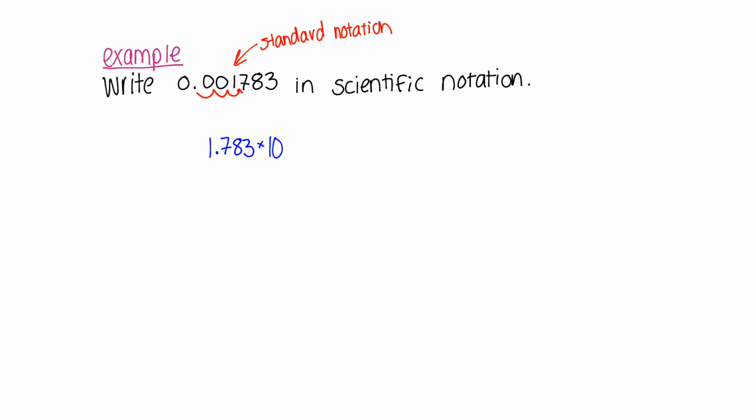Now, if you have a small number to begin with, your exponent will be negative. If you have a big number to begin with, your exponent will be positive. 0.001783 is a very small number, which means we have a negative exponent. And then it's the number of times that we moved the decimal place. We moved it 3 times. So our answer in scientific notation is 1.783 times 10 to the negative 3.